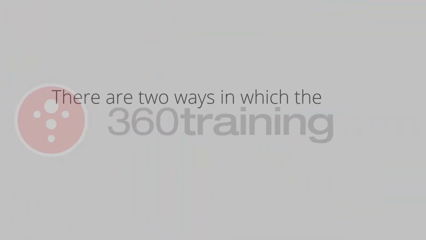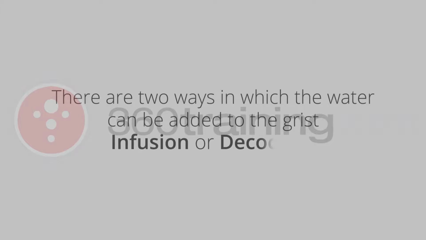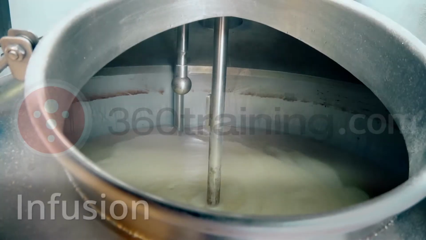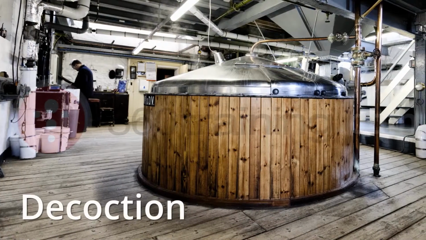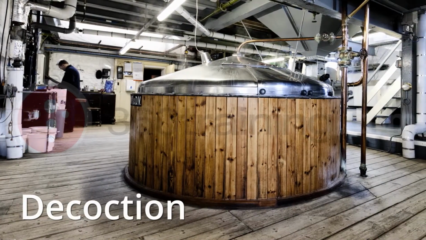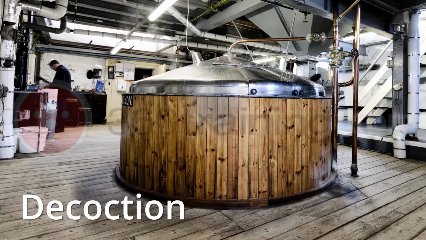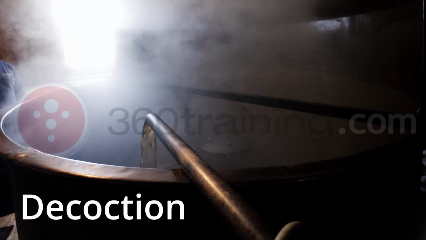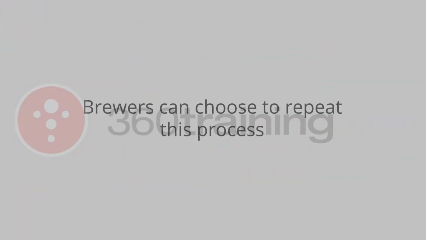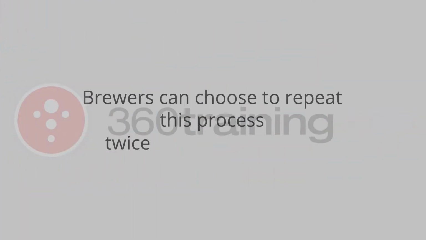There are two ways in which the water can be added to the grist: infusion or decoction. With infusion, the grains are heated in the mash tun. In decoction, a portion taken from the mash tun is transferred to a separate mash kettle where it is boiled before being returned back to the original mash. Brewers can choose to repeat this process twice or even 3 times: double decoction and triple decoction.